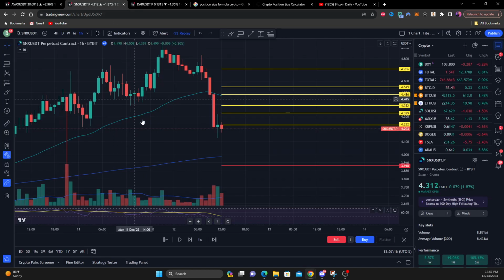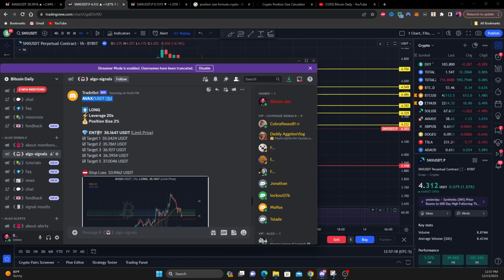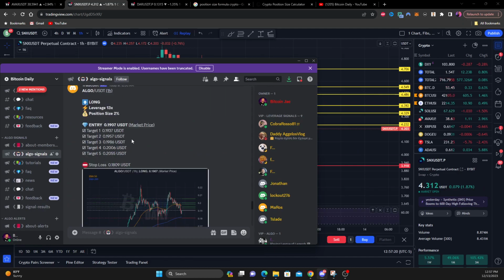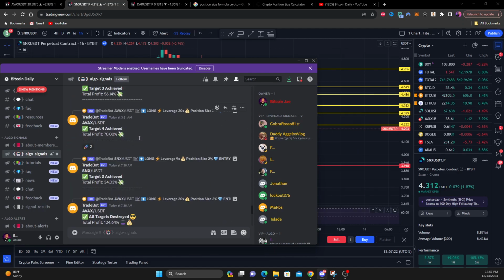Now let's look at the next setup here. This is another trade, SNX. So let's look for SNX.